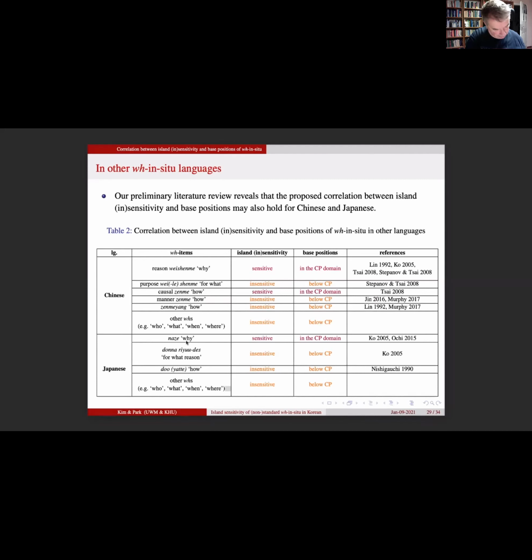In Japanese, naze why is island sensitive and it is assumed to be base generated in the CP domain, but its proposed counterpart, this one, is island insensitive and it is base generated below CP. And also Japanese how is island insensitive and it is base generated below CP, and also other double-edged phrases are all island insensitive and they are base generated below CP.